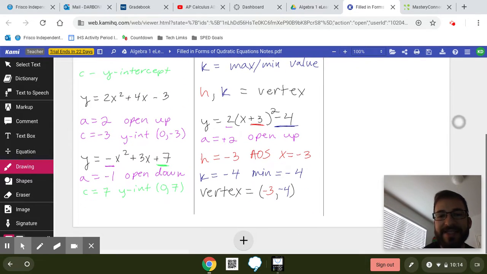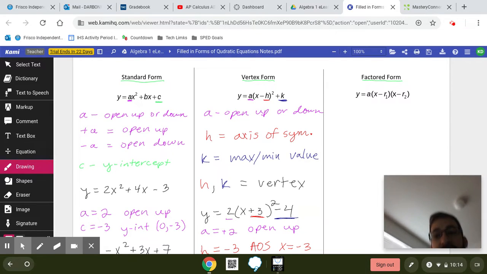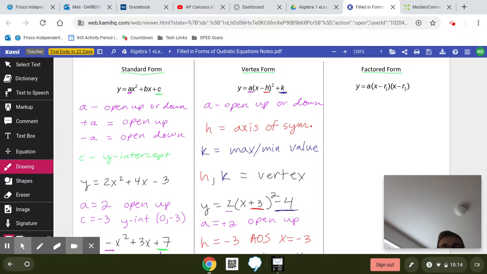Okay. Now, last but not least is our factored form. Now, we haven't talked about this before, but factors are what we use to find our zeros, our solutions, our roots, our x-intercepts. Remember those things that all have different names, but they're all basically the same thing. So that's what we use our factored form to find, those zeros or those intercepts. Okay, so we have y is equal to a times x minus r1, which stands for root 1, times x minus r2, standing for root 2.